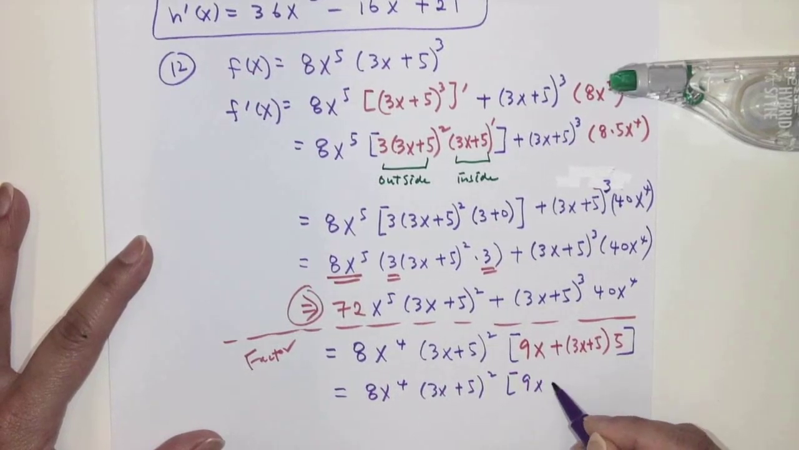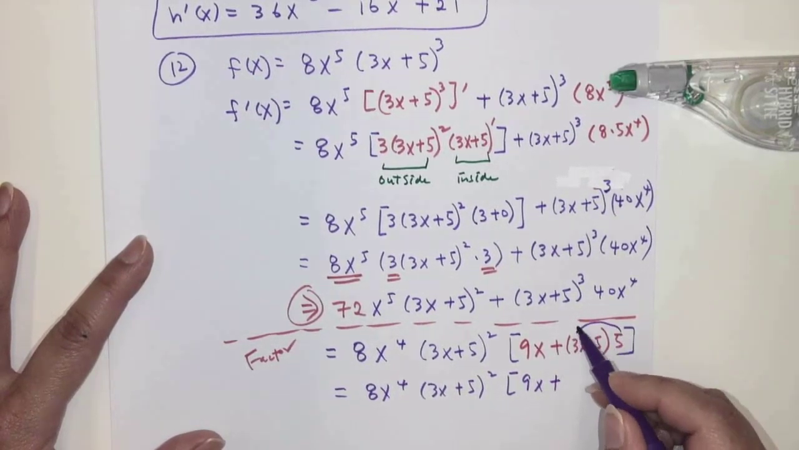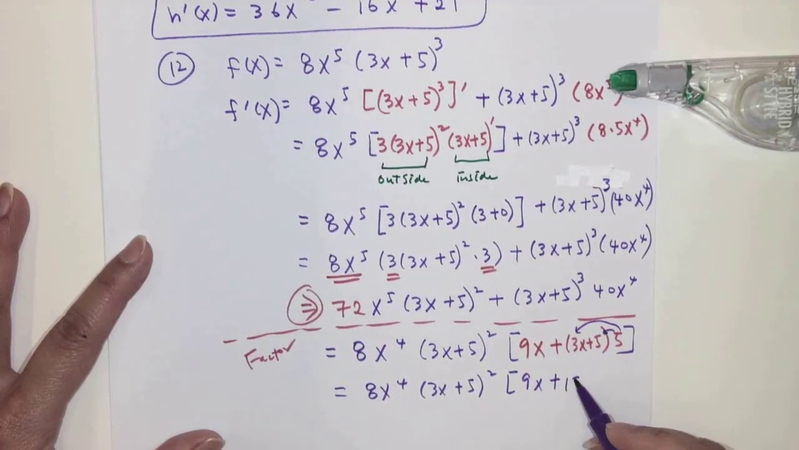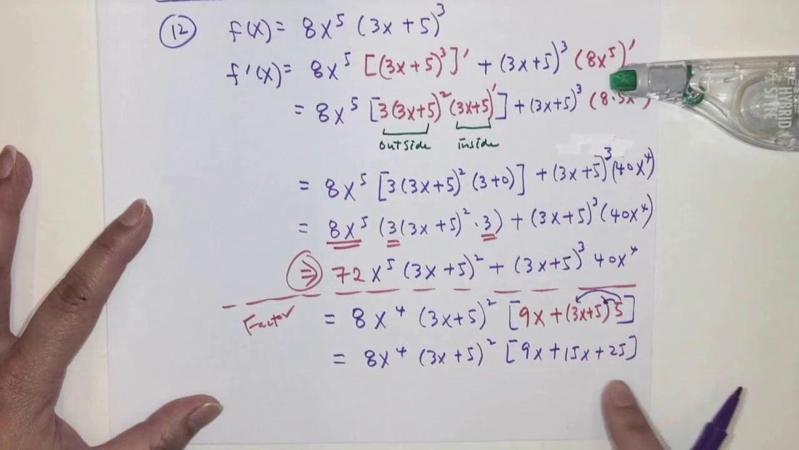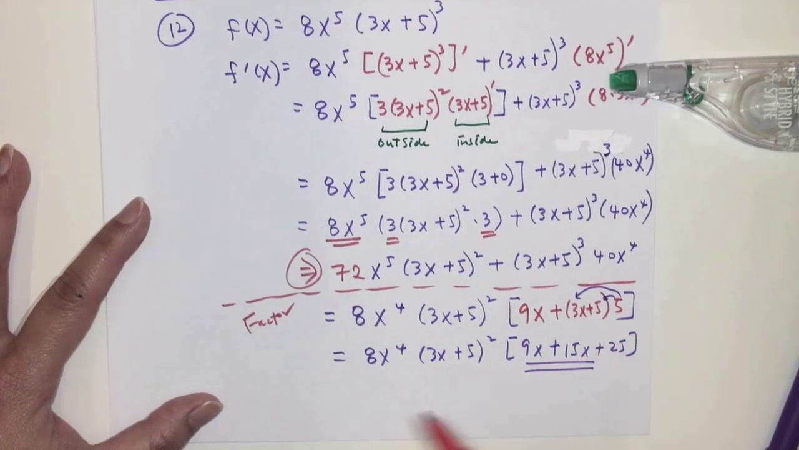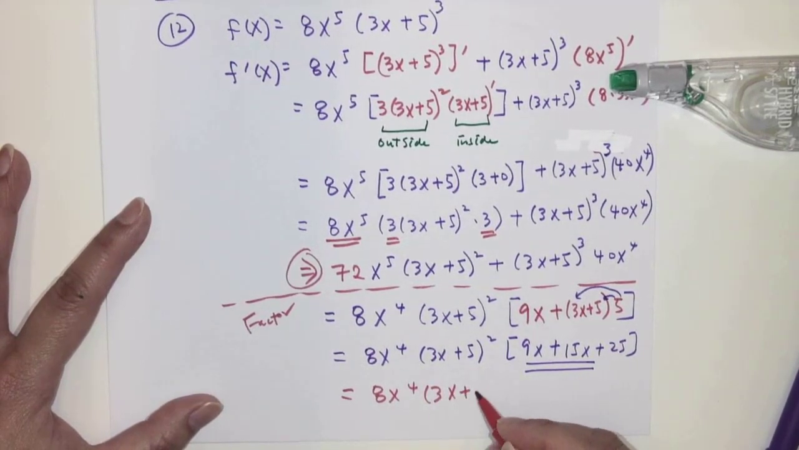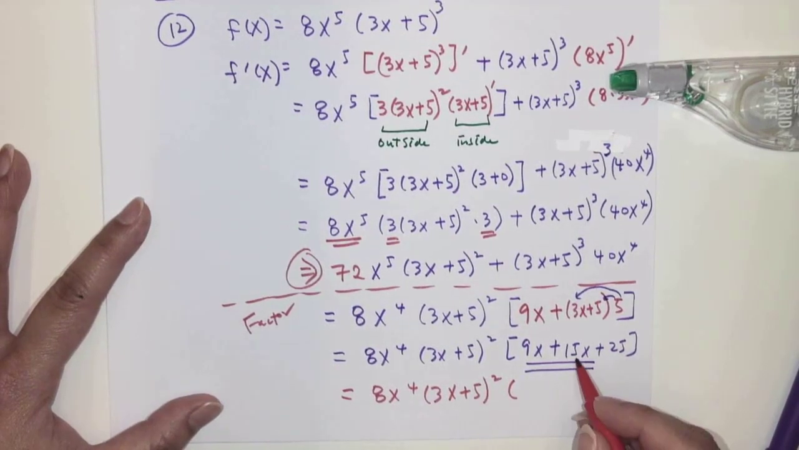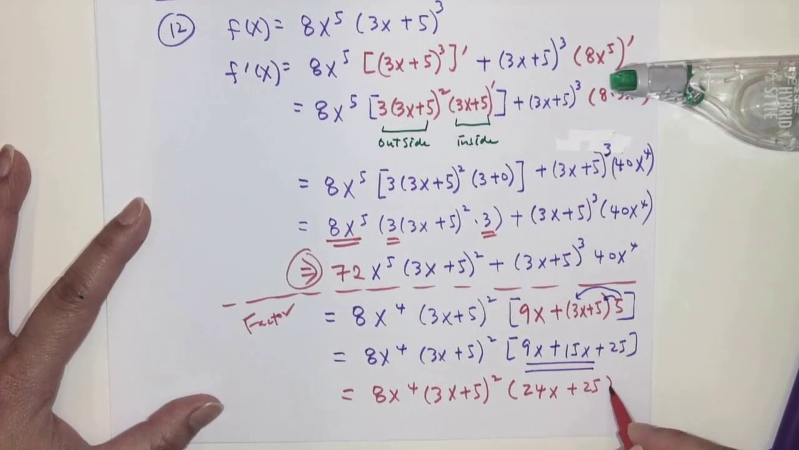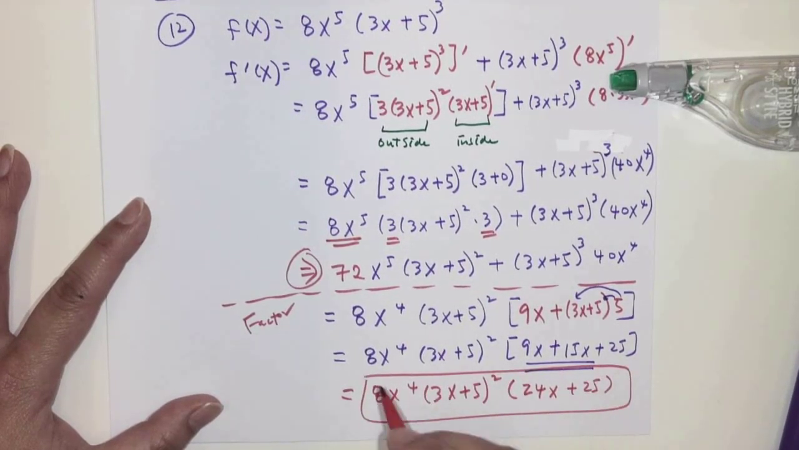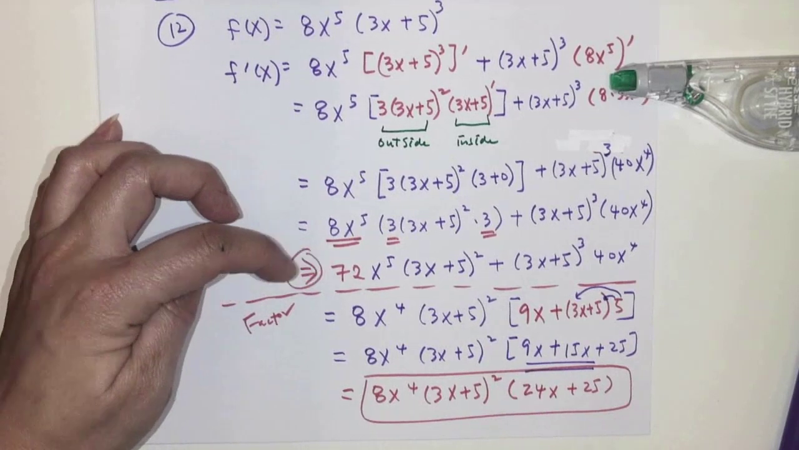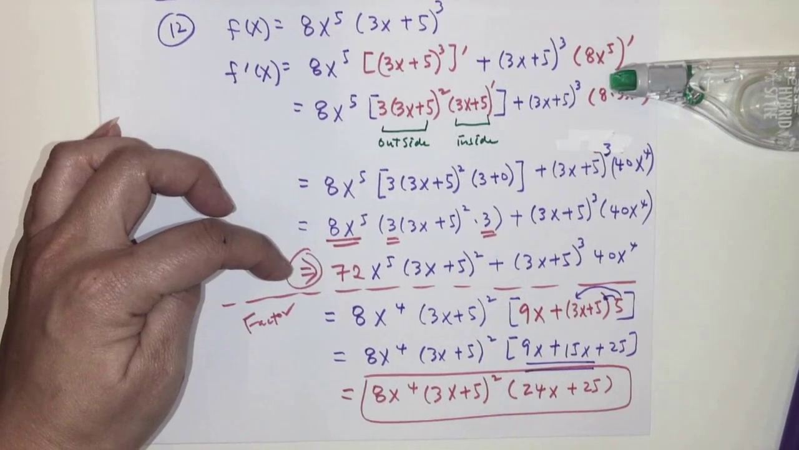Inside here we have 9x plus, multiply here, we get 15x plus 25. So the x part can be combined, I guess. So this would be 8x to the 4, 3x plus 5 squared, and then inside we are going to have 15 plus 9 is 24x plus 25. So that would be the final answer. But if you can get to this part, it's not bad. You can get most of the credits.